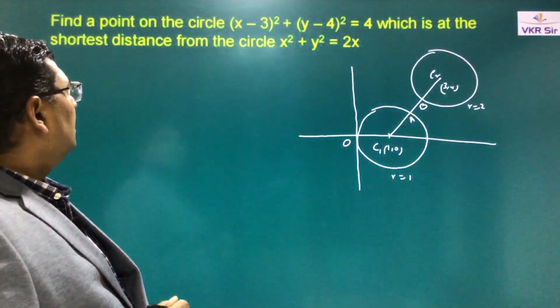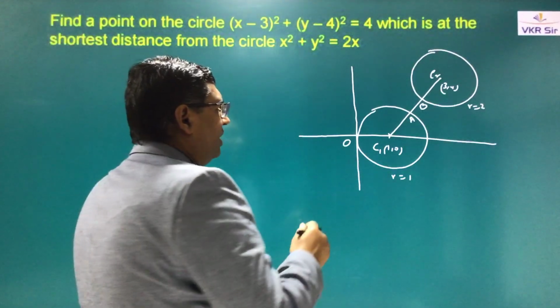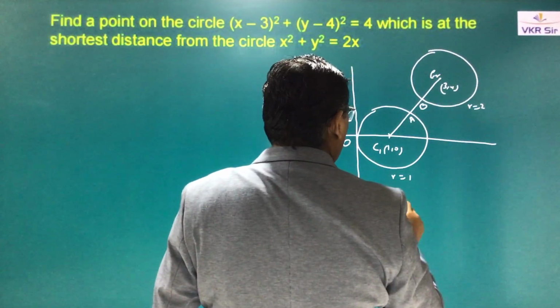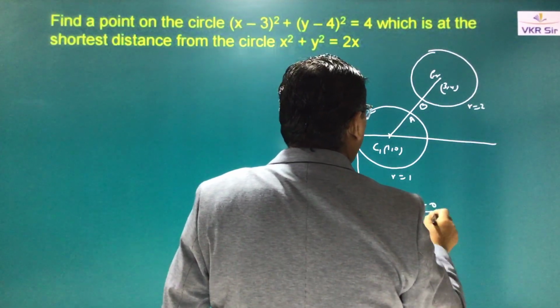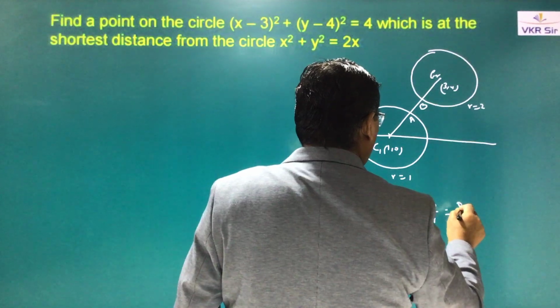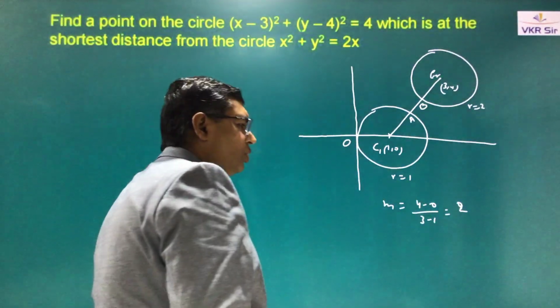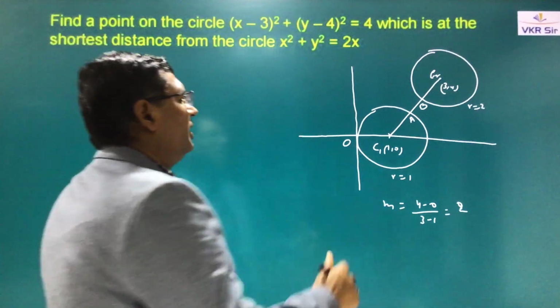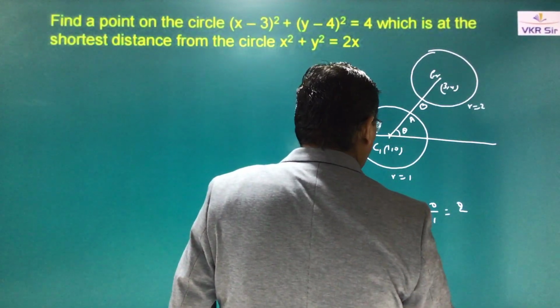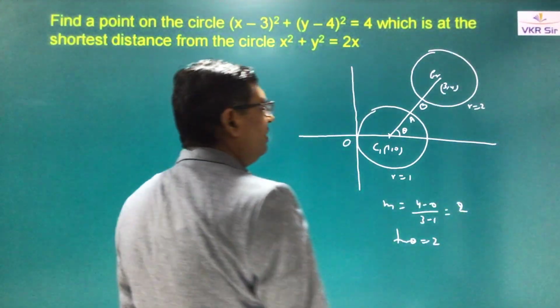Now from the line joining the two centers, we can get the slope. The slope is how much? 4 minus 0 upon 3 minus 1, that is 4 by 2, that is 2. This will give us the inclination, tan theta, at which we should travel from C1.